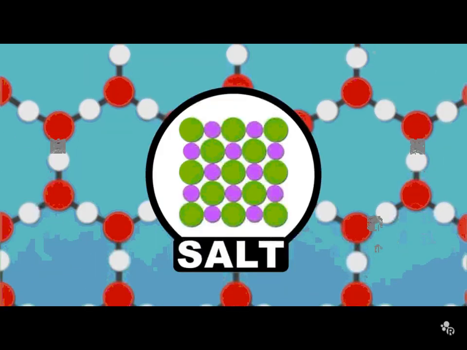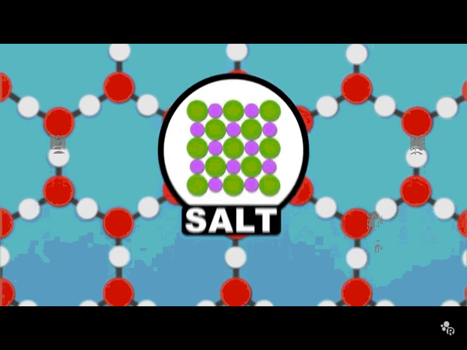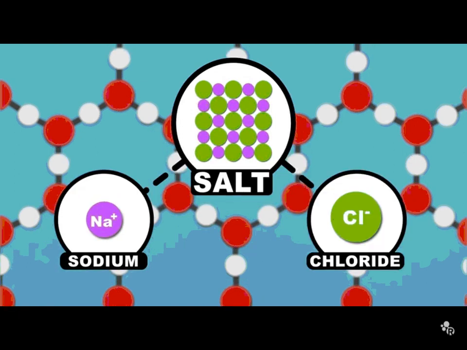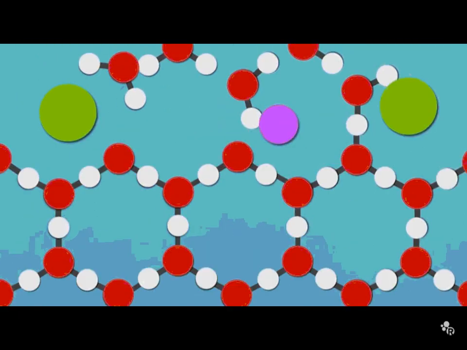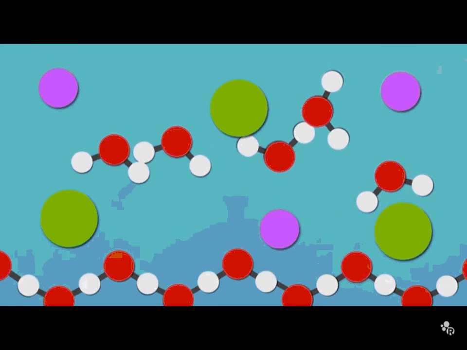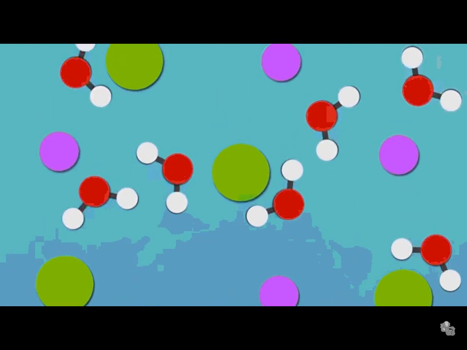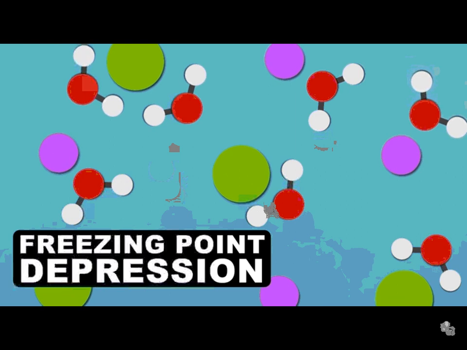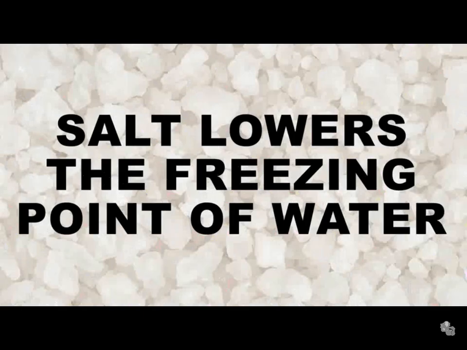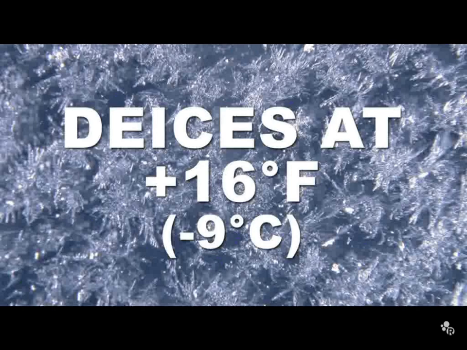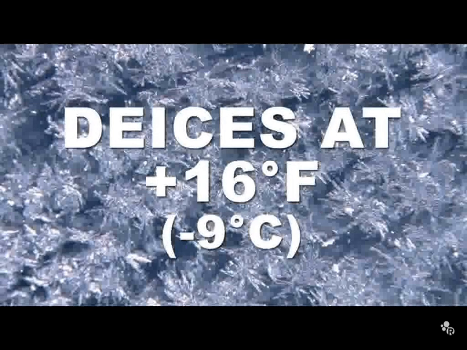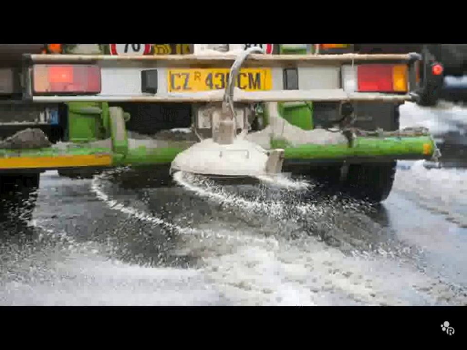Salt disrupts this process. Upon hitting water, salt breaks up into 2 ions, one sodium and one chloride. These 2 ions then move around and take up space in between water molecules, pushing them apart and frustrating their potential links to form ice. This disruption is called freezing point depression. And so to put this simply, salt lowers the freezing point of water. But there's a limit. Salt can only act as a stable de-icer in temperatures above 16 degrees Fahrenheit or negative 9 degrees Celsius. And there's also another drawback to using salt.